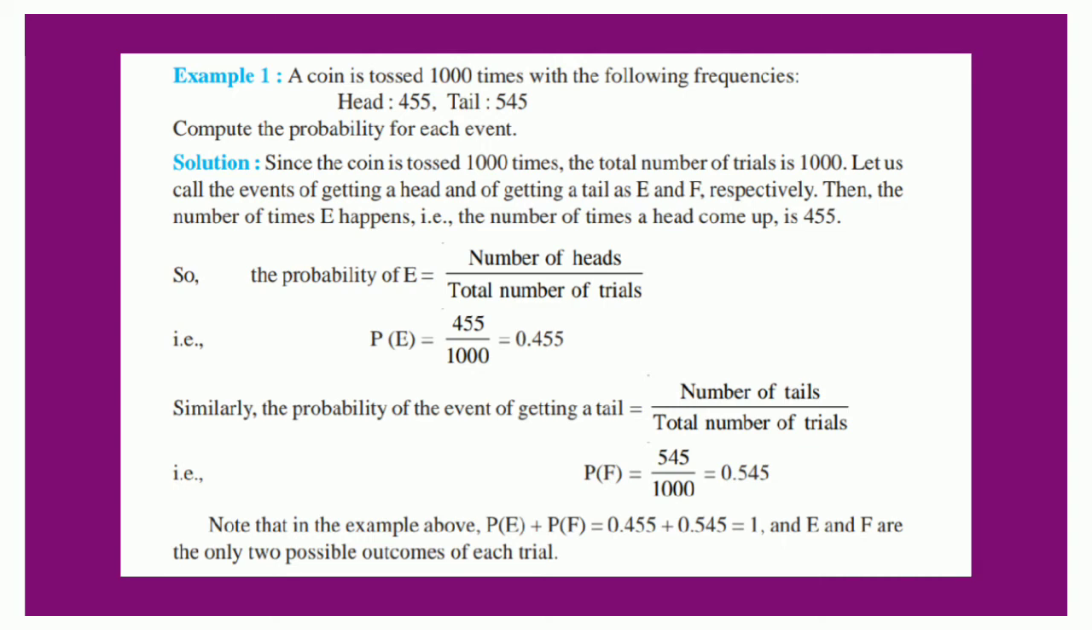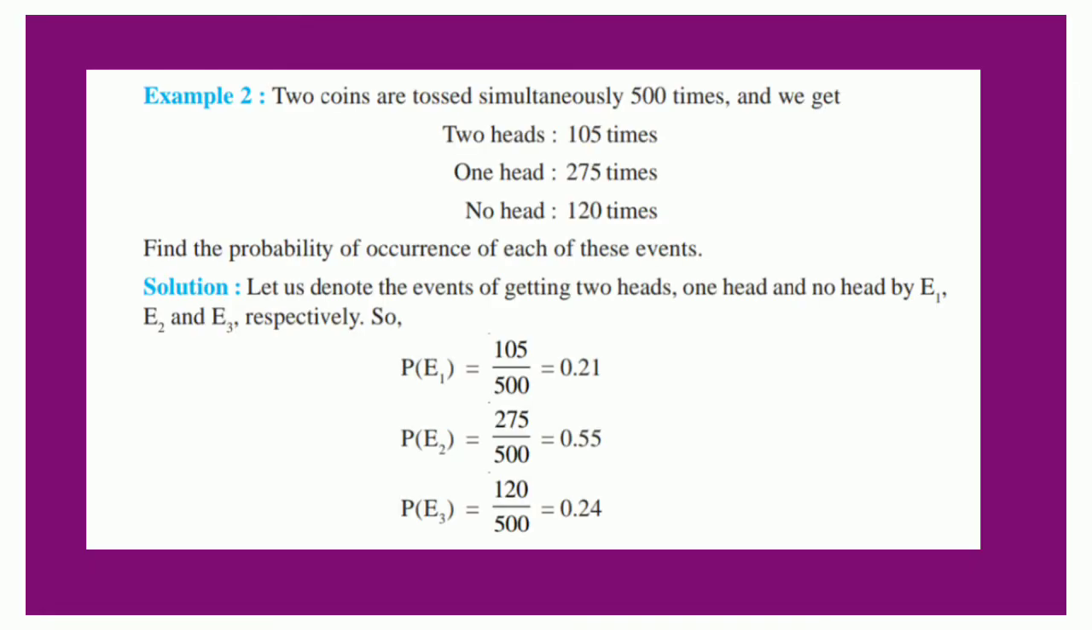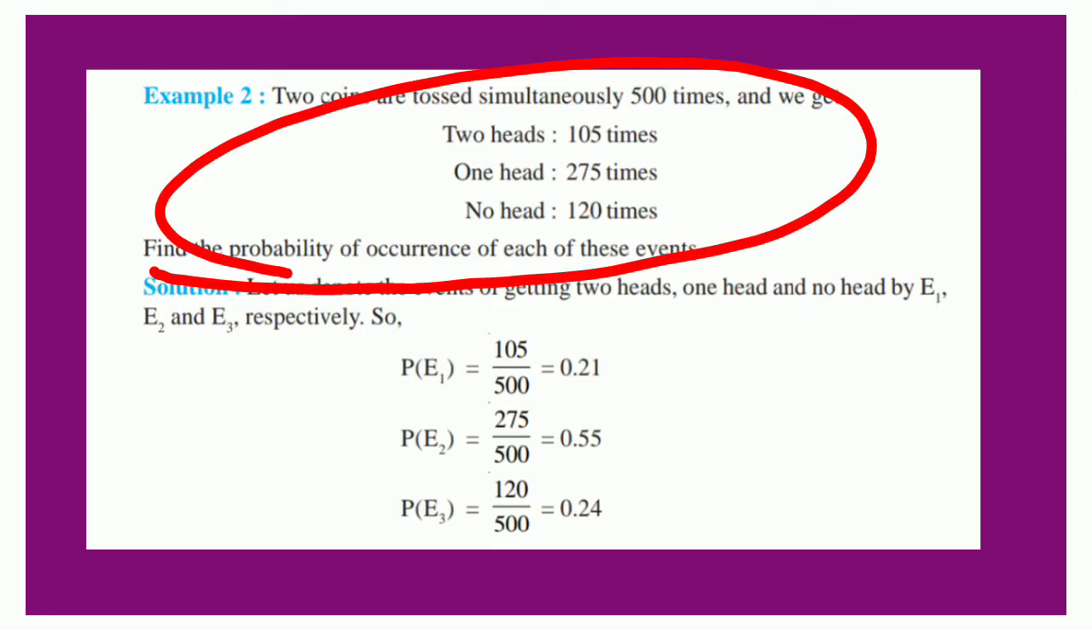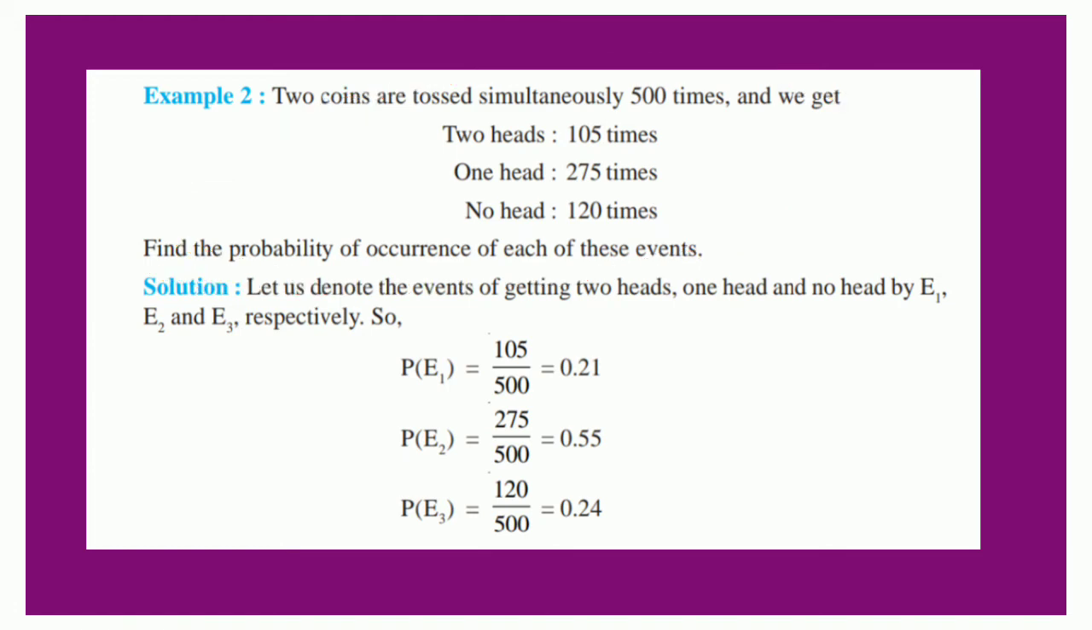Total probability is equal to 1. The next question: two coins are tossed simultaneously 500 times and we get two heads 105 times, one head 275 times and no head 120 times. Find the probability of occurrence of each of these events.